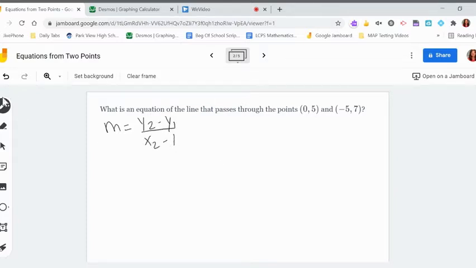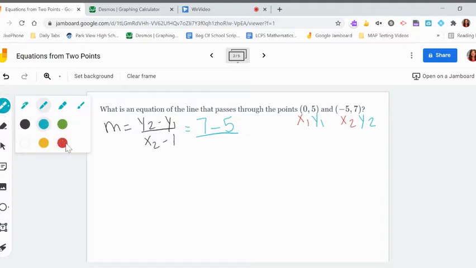Okay, so I need to do that. I'm going to go ahead and label my points here. This is x1, this is x2. This is y1, this is y2. And I'm going to plug it into that formula. y2 is 7 minus 5, it's my y1, over negative 5 is my x2 minus 0. I think I just wrote a 1 there. That's x1. Okay. And now I can put that right into my calculator.